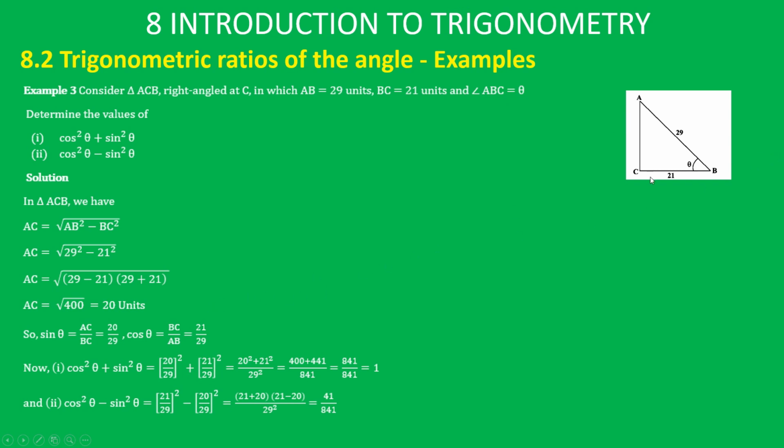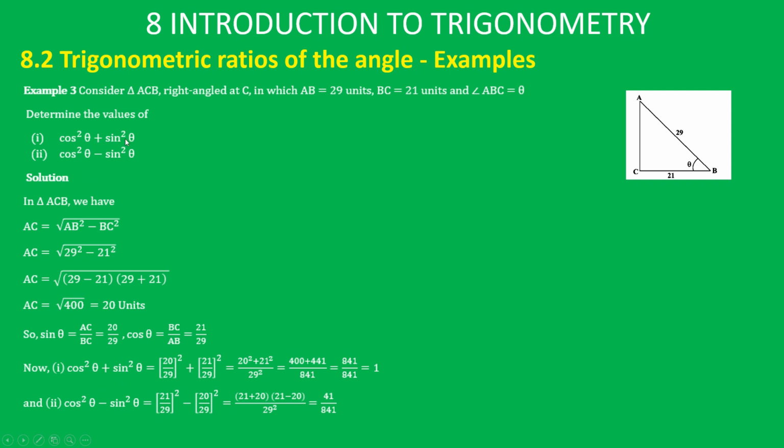Correct? Now, sin theta. What is sin theta? Opposite side AC by hypotenuse AB, nothing but 20 by 29. Okay. What is cos theta? Cos theta is equal to BC by AB, 21 by 29. Now, we need only sin theta and cos theta. We don't need to calculate all other trigonometric ratios like tan theta, cot theta, cosecant theta, secant theta. These are not required. Why? In this problem, they are asking only about cos and sin theta.